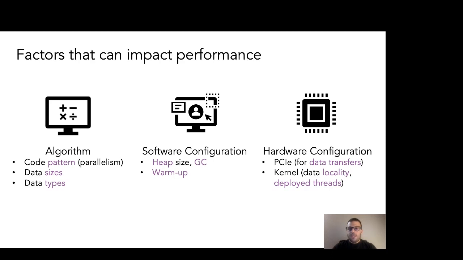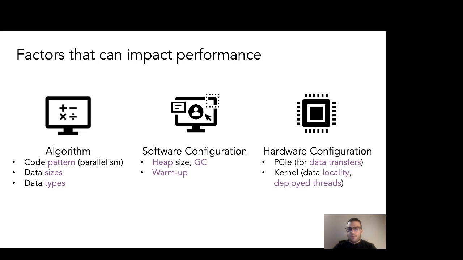And finally, we have the hardware configuration category. In this category, I want to focus on PCI Express, which in a sense is the interconnect that we use. And we want to ensure that we saturate, in a sense, the bandwidth of the interconnect that we use in order to achieve high performance for our application.